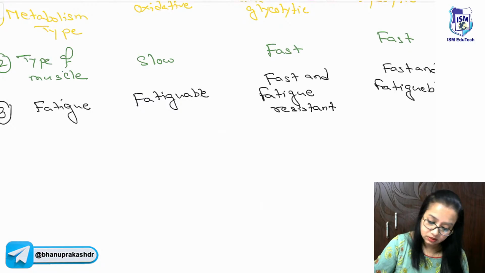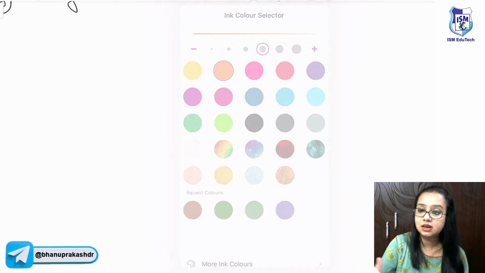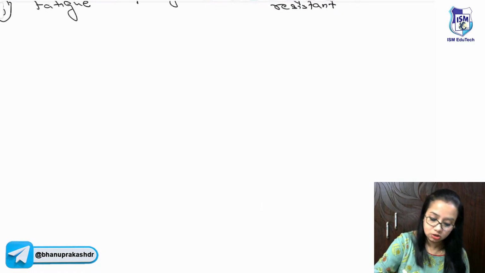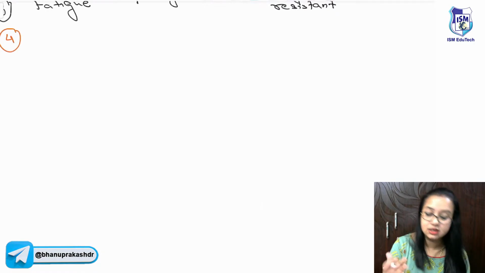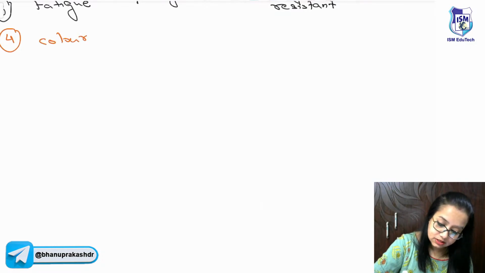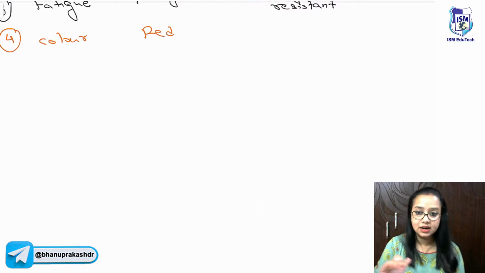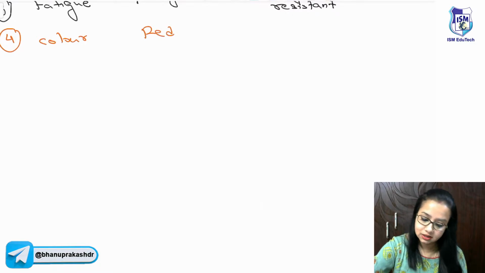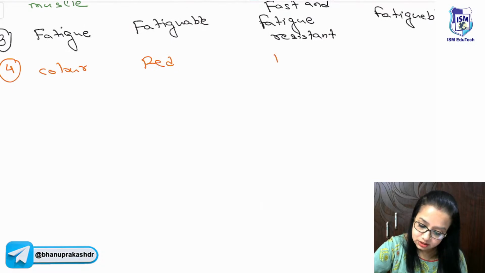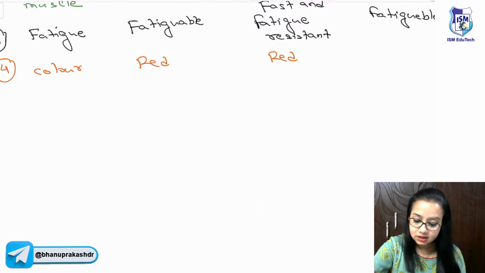Now, coming to what color they usually look, even if we are seeing them with our naked eye. The color of type 1 muscle fiber is red, reddish, pinkish reddish in color. Type 2A is also red, whereas type 2B is very pale, rather whitish in nature.